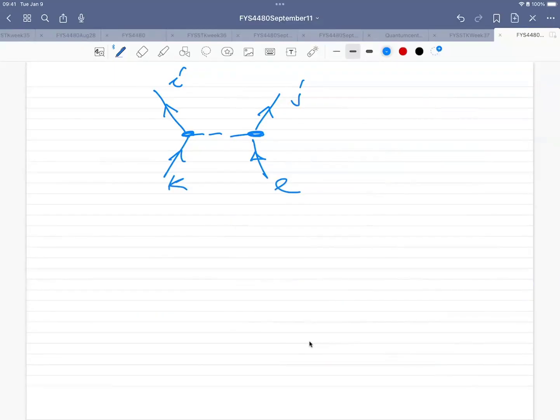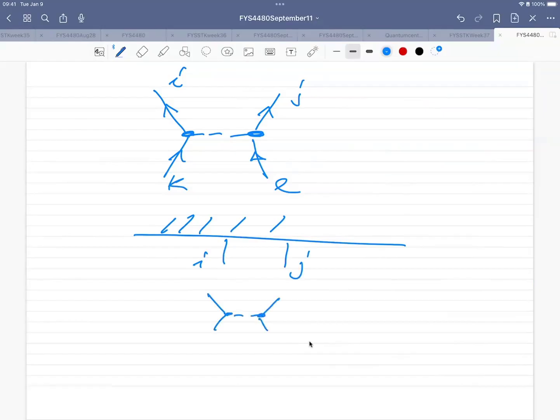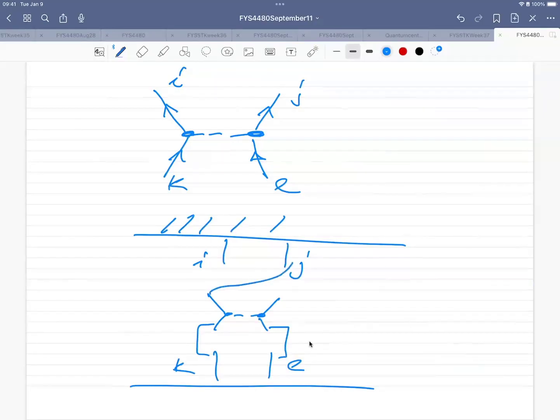The next case I can do is just to draw a new contraction. So I have the IJ states here, and then I have my operator, and then I have my states KL here. These are the outgoing states. I can still insist on contracting these two and these two, but now I could contract this one with that, and that one with that.